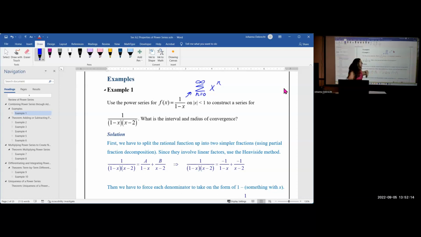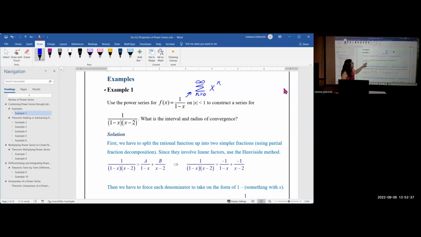The radius is 1. So we want to use that to construct a series for this rational function that we see here, and then we want to find the interval and radius of convergence for it. So this is something that we probably could have done in the previous section, but we want to start here to kind of get your feet wet and remind you of what we're doing.